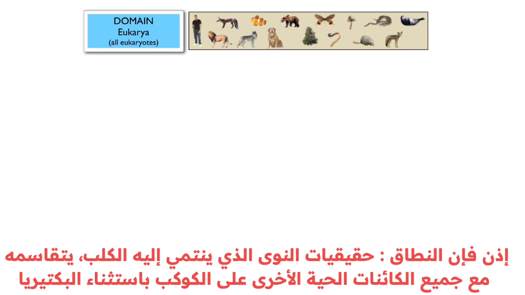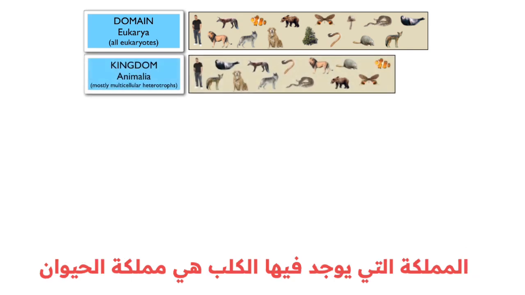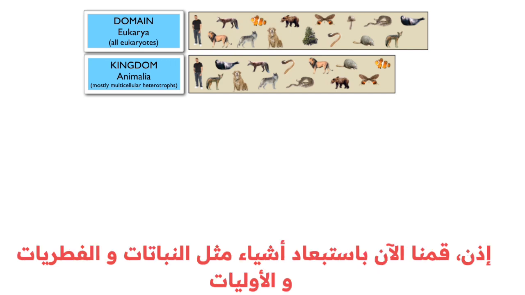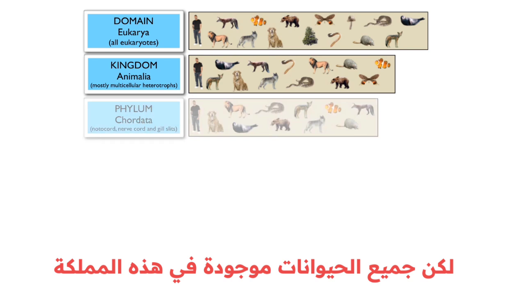So the domain, Eukarya, that the dog is in, it shares with all other living things on the planet with the exception of the bacteria. So all eukaryotic organisms are in this domain. The kingdom the dog is in is the kingdom Animalia. These are mostly multicellular, heterotrophic organisms. So now we've excluded things like plants and fungi and protists, but all animals are in this kingdom.